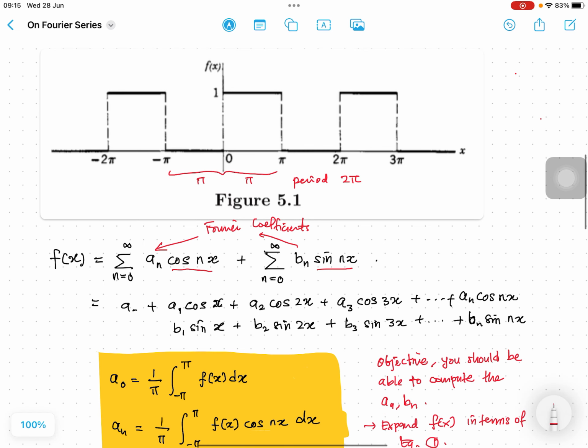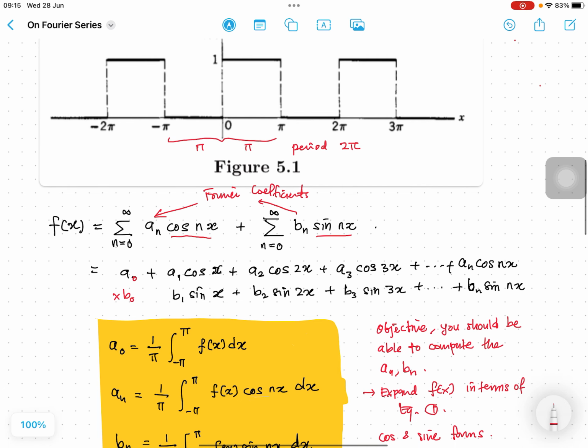If you expand the series, in general you start with your a naught, and then you have a1, a2, up to an, multiplied with cos nx, of course, and then you have bn. Of course, there's no b naught here because sine 0 will give you 0. So you start with b1 up to bn. This is the general form of your Fourier series.